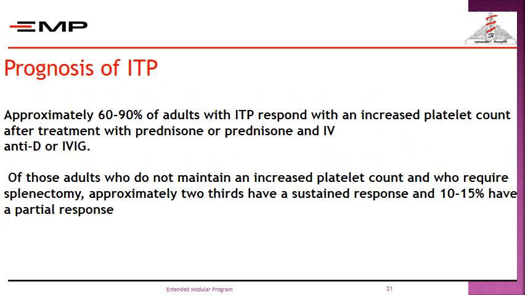Prognosis of ITP. 60 to 90% of adults with ITP respond with an increased platelet count after treatment with steroid and intravenous anti-D or intravenous immunoglobulin. Of those adults who don't maintain an increased platelet count and who require a splenectomy, approximately two-thirds have a sustained response and 10 to 15% have a partial response.